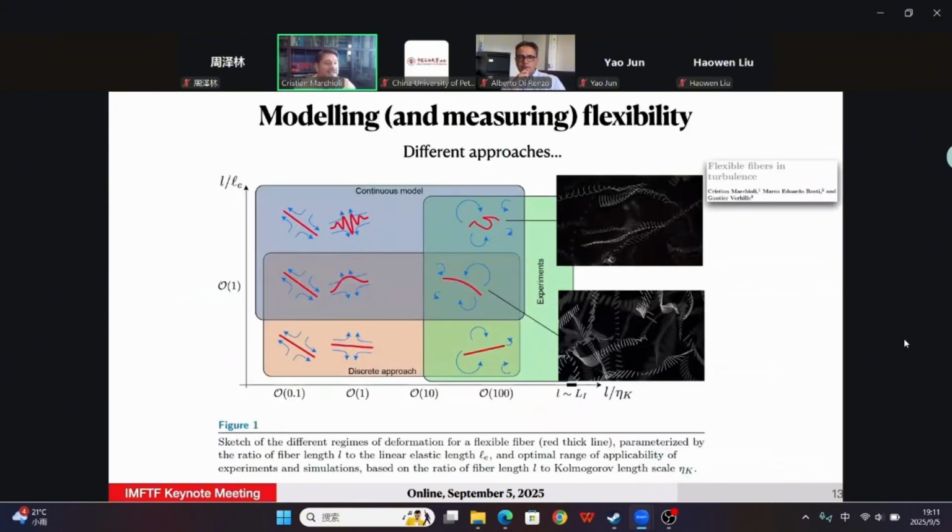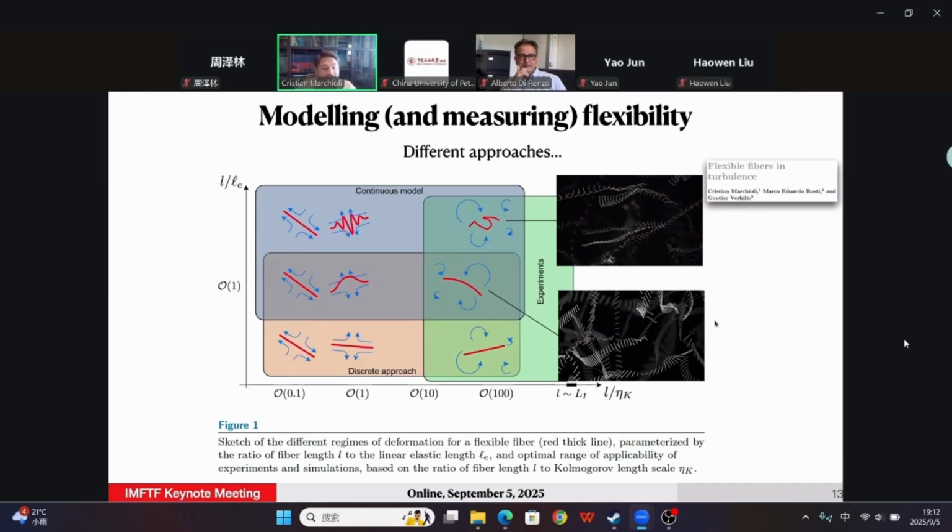So before I dive directly into these two parts, let me tell you a little bit about the different approaches that are at our disposal for modeling and measuring flexibility, which is the important ingredient here. Here I'm showing you a figure that is taken from this paper, which is not out yet. It's an Annual Review of Fluid Mechanics paper that will come out in 2026, but I dare to show the figure because it has been accepted, so I'm sure that it will be online at some point.